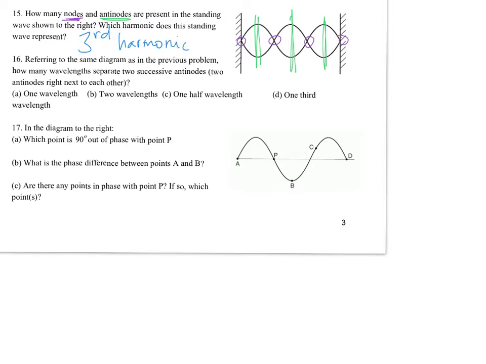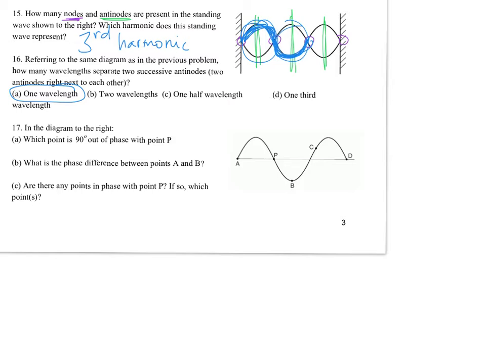And how do we know that? We look at the number of antinodes there. 1, 2, and 3. So the number of antinodes always matches the harmonic. You're also always going to have one more node than antinodes. Alright. 16. Referring to the same diagram, how many wavelengths separate two successive antinodes? I have trouble interpreting this, so I'm just going to take it as how many wavelengths are in two successive antinodes. So here and here. That's one full wavelength. Okay, so that's one full wavelength in two successive antinodes.